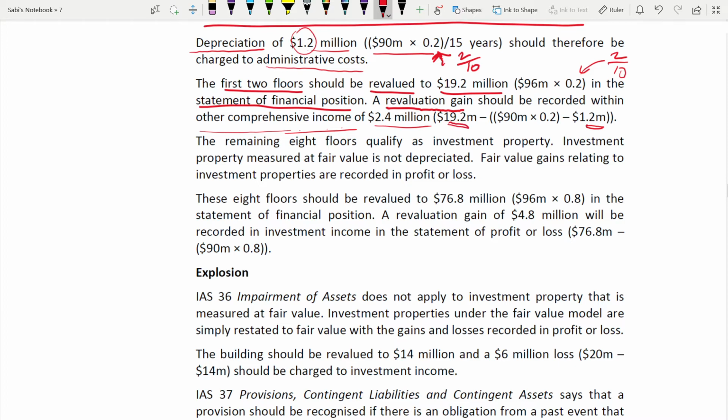And from here you need to deduct what? 90 into 0.2. What is this 90 into 0.2? This is the cost of the two floors, the fair value before the revaluation. So it's like revalued amount minus the cost minus the depreciation. Three things, number one, number two, number three. Three things I am deducting separately.